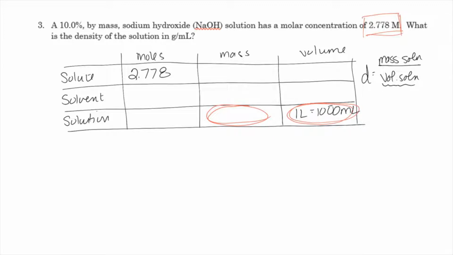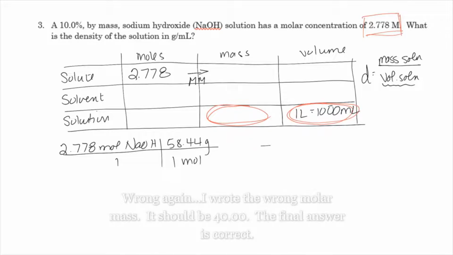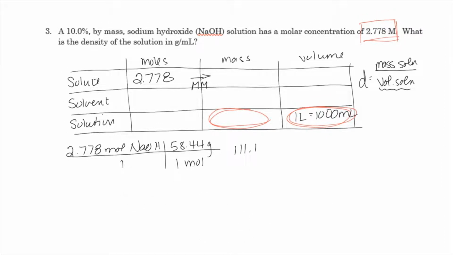Now what I need to do is figure out the mass of my solution. So from moles of solute, I can get to mass because I can use molar mass of sodium hydroxide. So if I have 2.778 moles of sodium hydroxide, 1 mole has a molar mass of 58.44 grams. Which means I have 111.12 grams of sodium hydroxide.